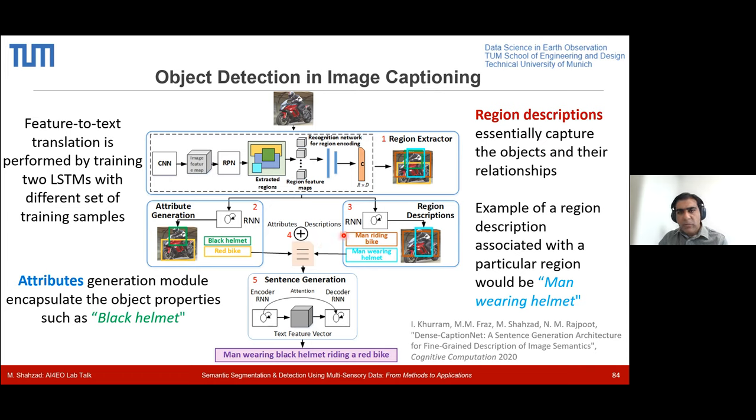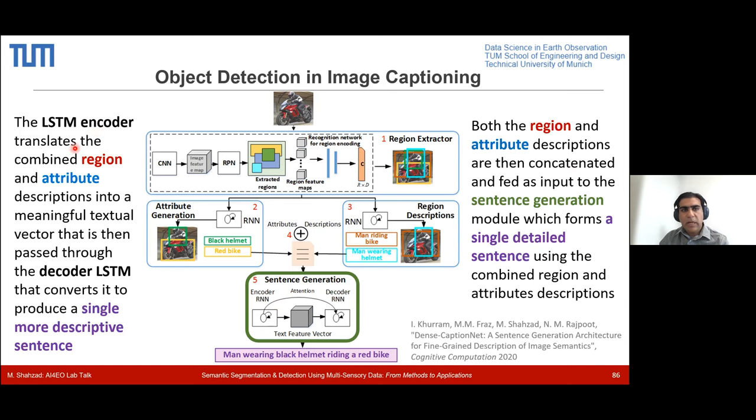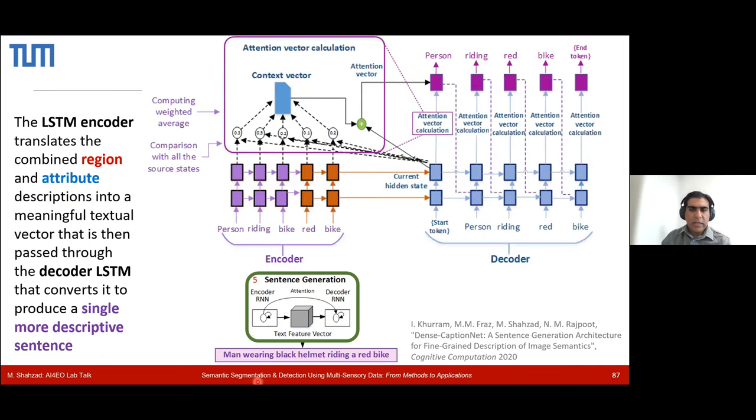And later we fuse the outcome of these two, region and attribute generation, into a single sentence generation module, where we basically concatenate them to form a single detailed sentence. Of course, the sentence generation module is made up of an encoder-decoder architecture with attention, where the encoder translates the combined region and attribute descriptions into a meaningful textual vector that is then passed to a decoder LSTM to produce a single, more descriptive sentence. And this is the architecture of this particular module in detail, where we have an encoder, a decoder and the attention networks working together.